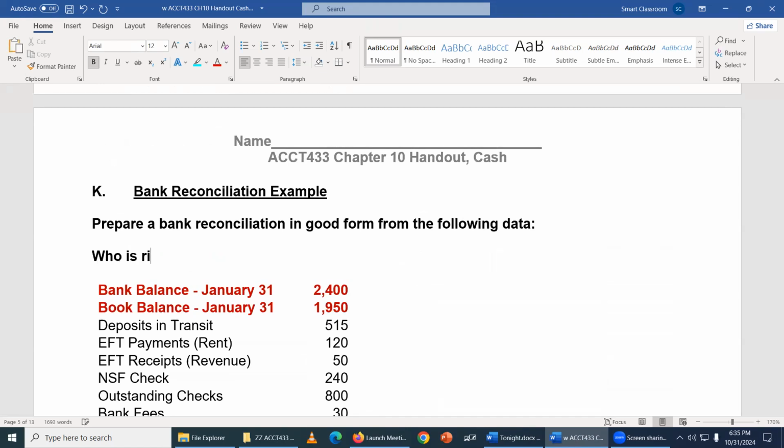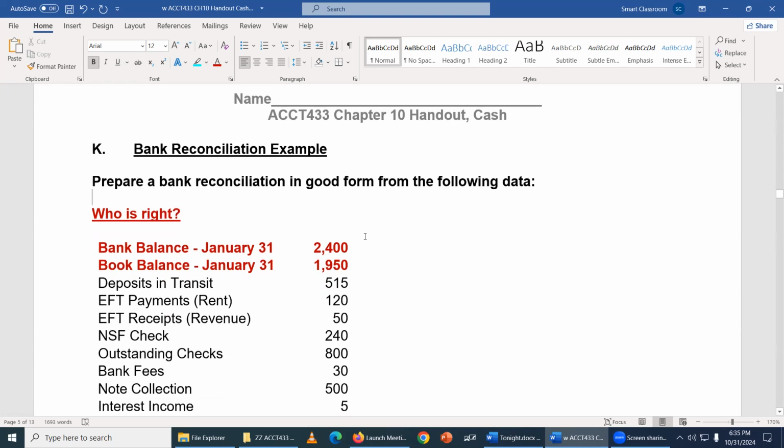Who is right? There are going to be some things that we know and some things the bank knows. If the bank knows something we don't, then we have to adjust our books. If we know something the bank doesn't, then we're going to put it on the bank side. They're not actually going to adjust their books, but it'll balance out in our bank reconciliation.